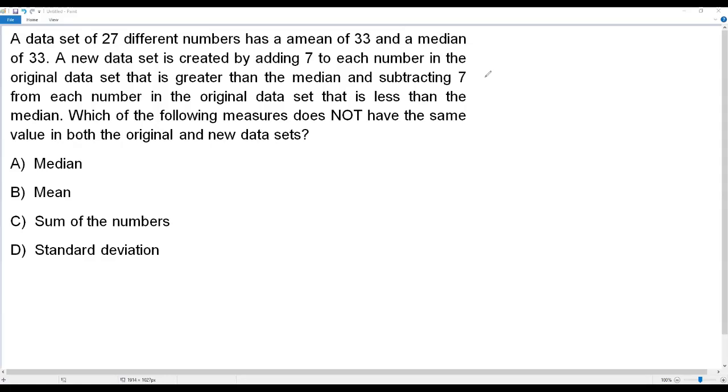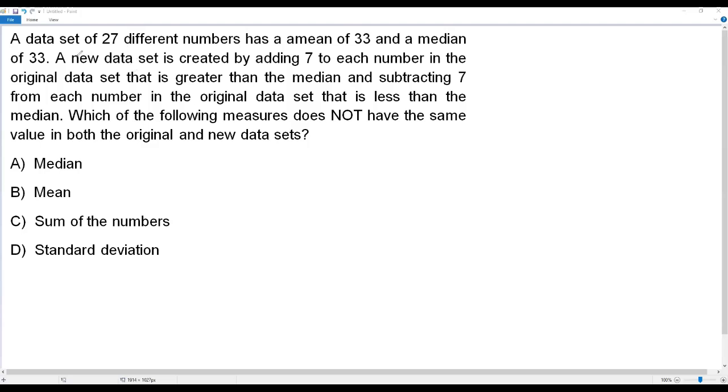A new data set is created by adding 7 to each number in the original data set that is greater than the median and subtracting 7 from each number in the original data set that is less than the median. Which of the following measures does not have the same value in both the original and new data sets?